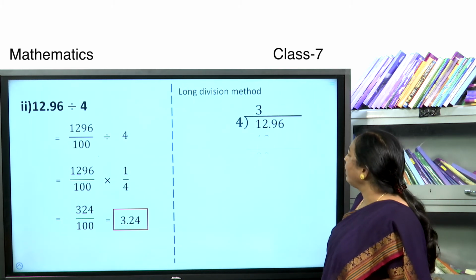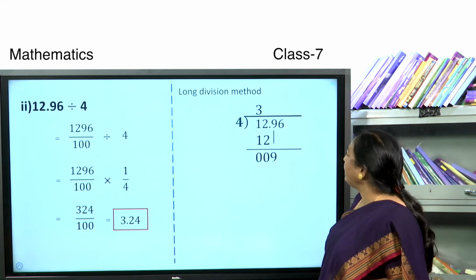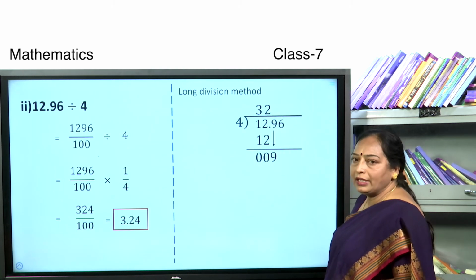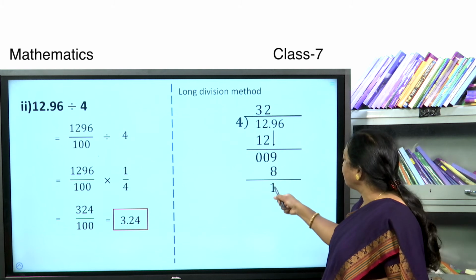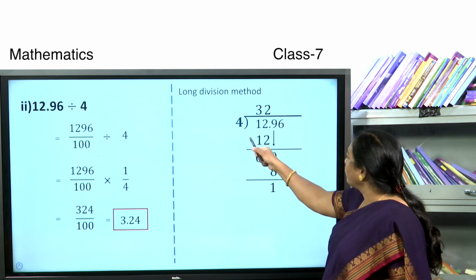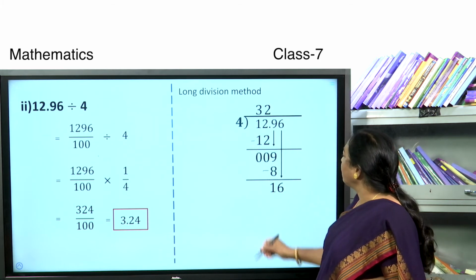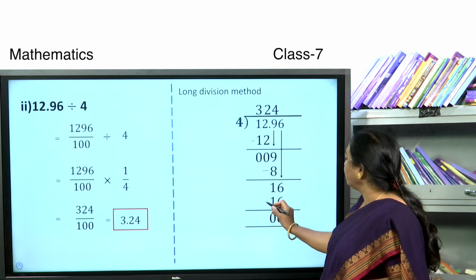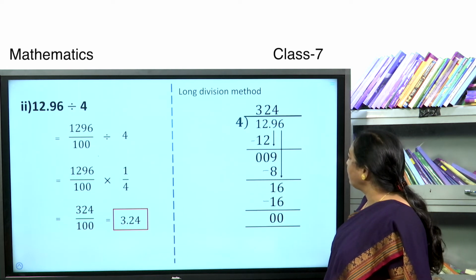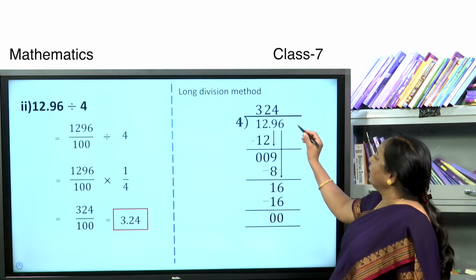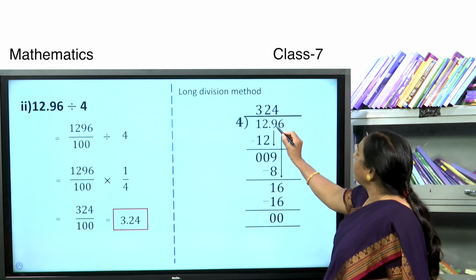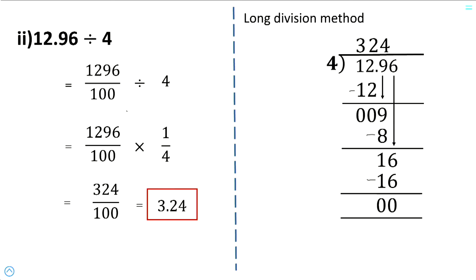Let us divide 12.96 by 4. 4 3s are 12. Bring down 9. 4 2s are 8. 9 minus 8 is 1. Bring down 6, it will become 16. 4 4s are 16. 16 minus 16 is 0. How do you put the point here? Observe the dividend part. There are 2 digits right of the decimal point. Therefore, place the point after 2 digits from the right. So, the answer is 3.24.